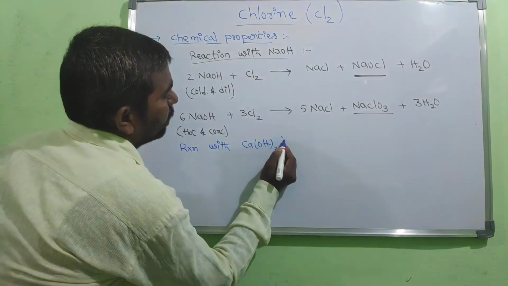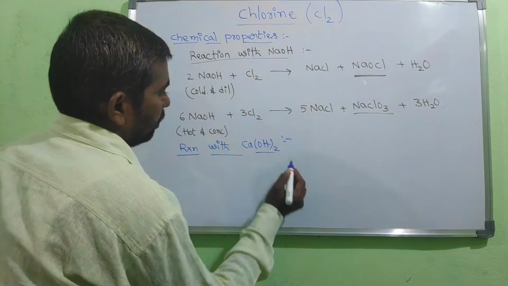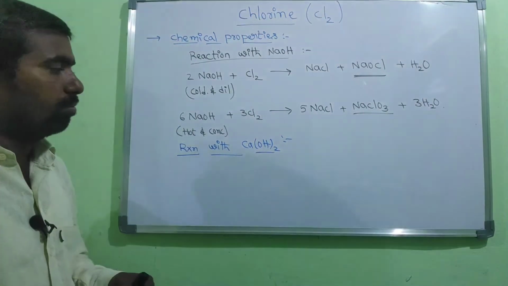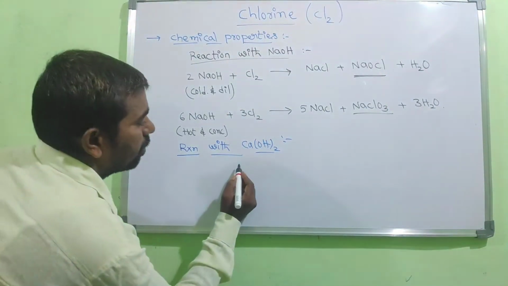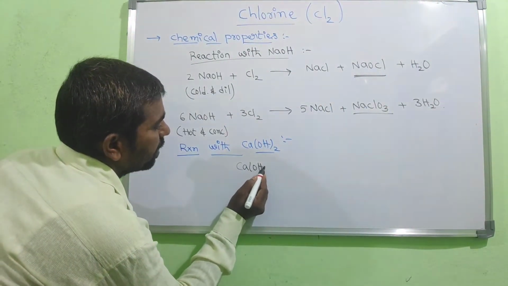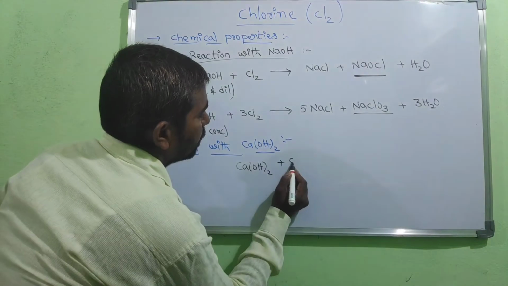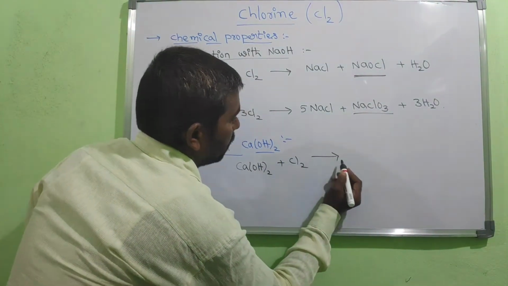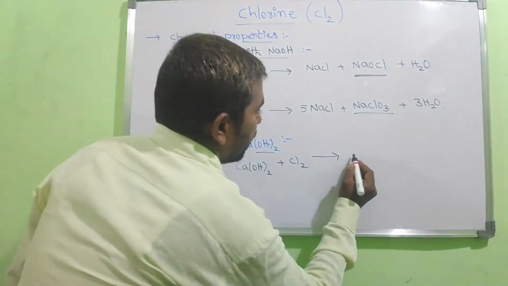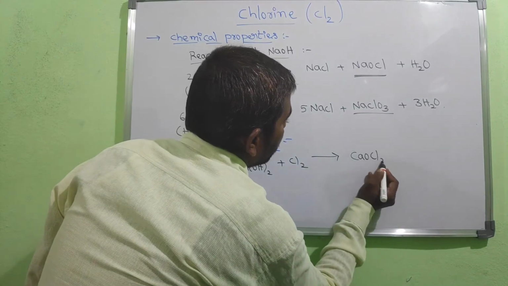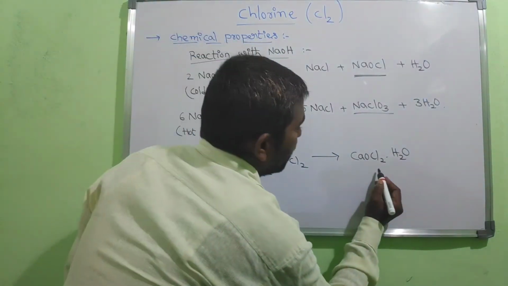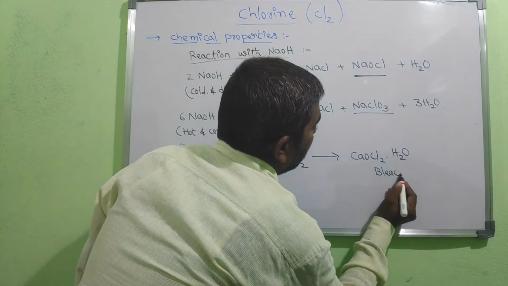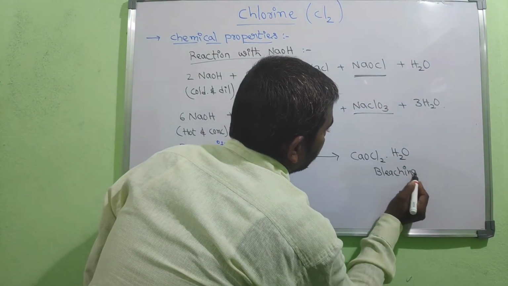Ca(OH)2, calcium hydroxide. So I am writing that chemical equation straight away, Ca(OH)2 plus Cl2 gives CaOCl2 dot H2O. It is generally known as bleaching powder.